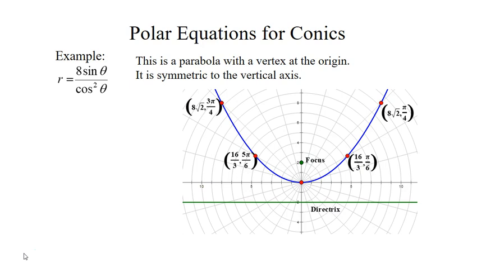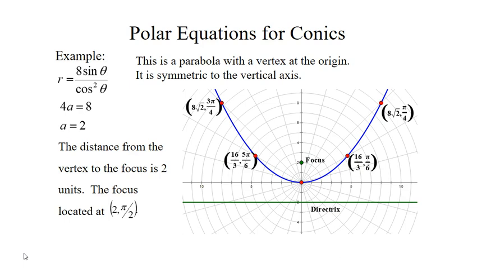On the other side of the line theta equal pi over 2, we have symmetrical points. At 5 pi over 6 we have 16/3, and at 3 pi over 4 we have 8 square root of 2. Now remember that a is equal to the distance from the vertex to the focus. So a is 2, which means that our focus is at 2, pi over 2.